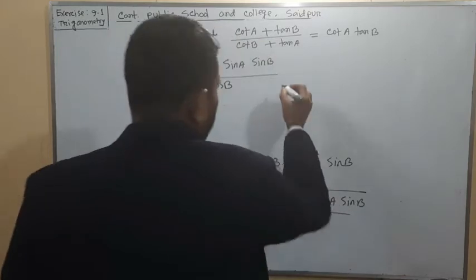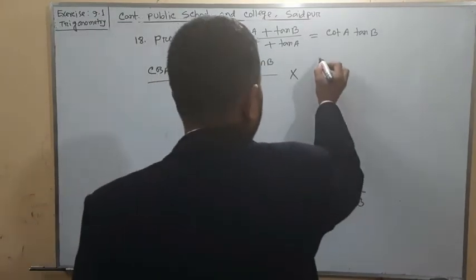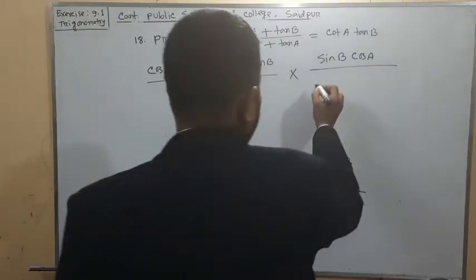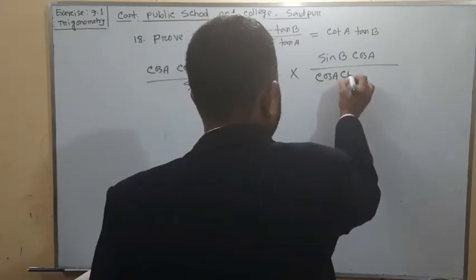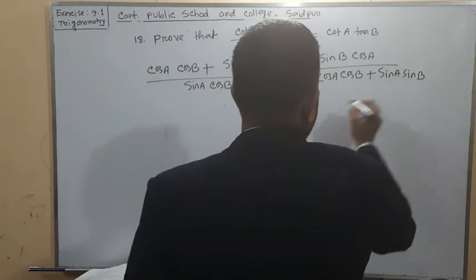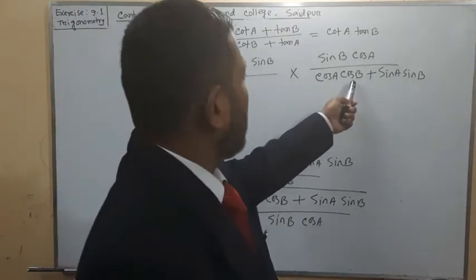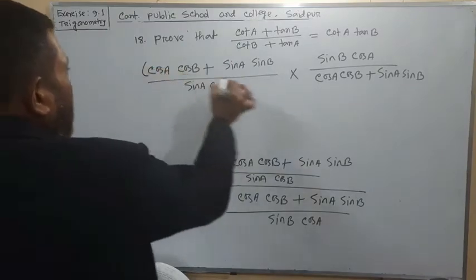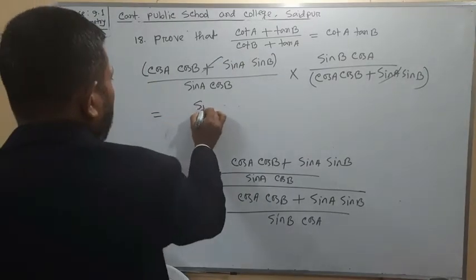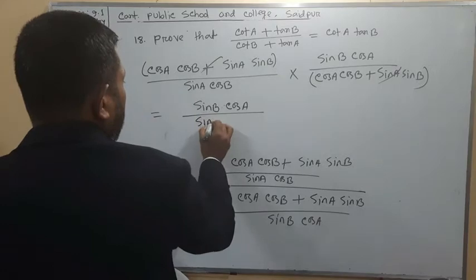Here we have a division sign. This is the division. If we write multiplication, the denominator fraction will be reciprocal, that is sin B cos A divided by cos A cos B plus sin A sin B. Here cos A cos B plus sin A sin B, cos A cos B plus sin A sin B, these two we can cancel easily. Then we get sin B cos A divided by sin A cos B.